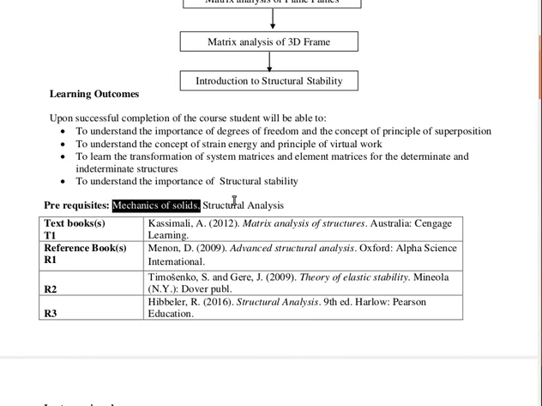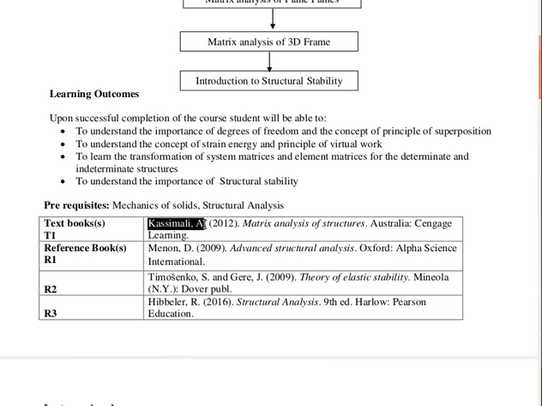The prerequisites of this course are mechanics of solids and basic structural analysis, and you also need some mathematical tools. For example, you need vector calculus, integration, differentiation, and obviously matrix analysis. You need to know some matrix operations, adjoints, transpose, matrix inverse. All these basic things you need to know.